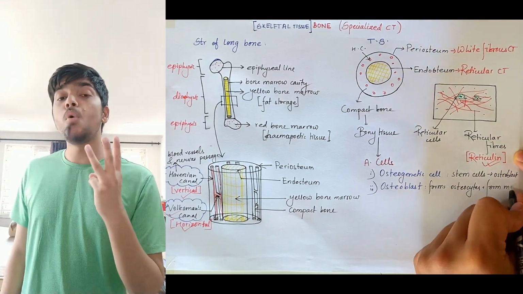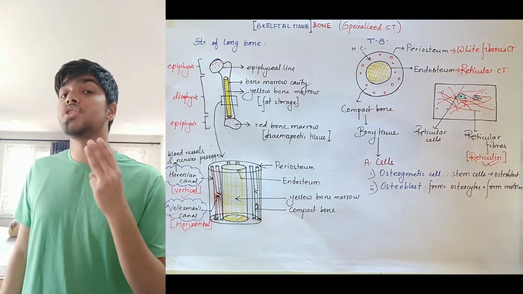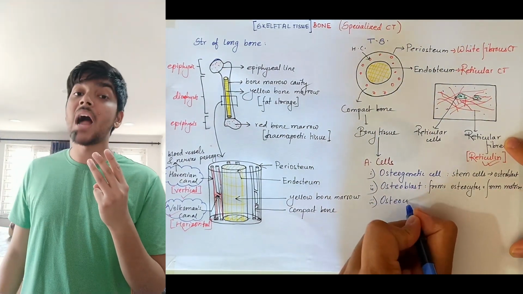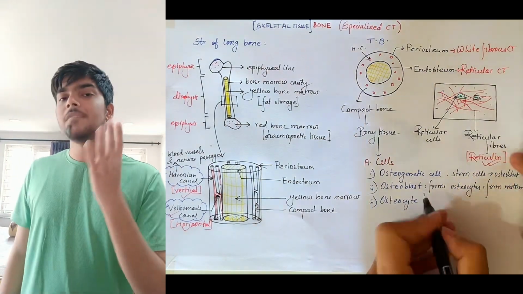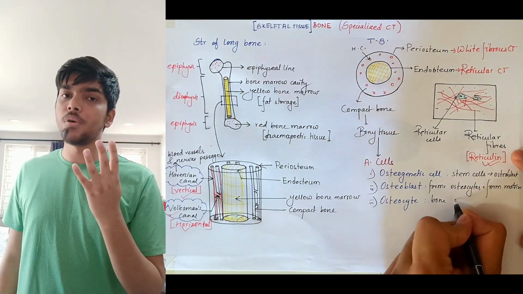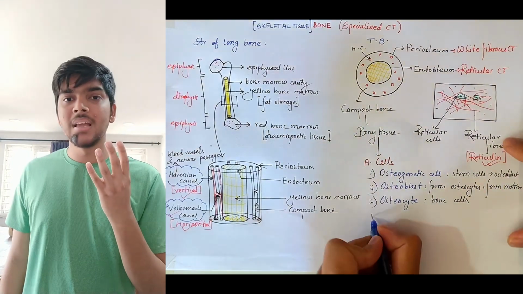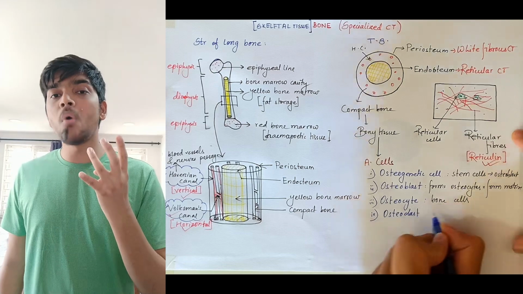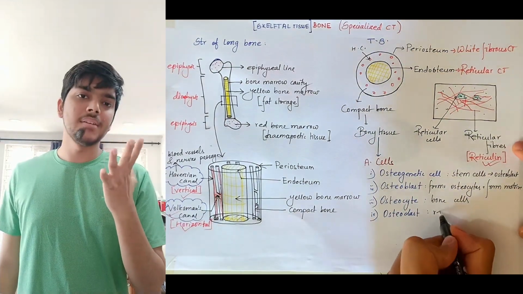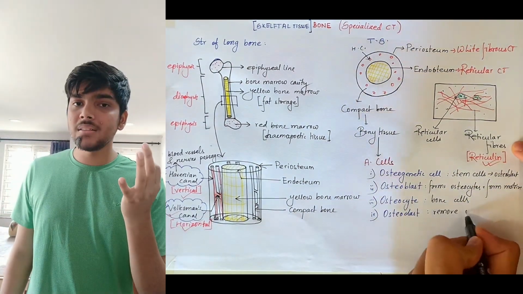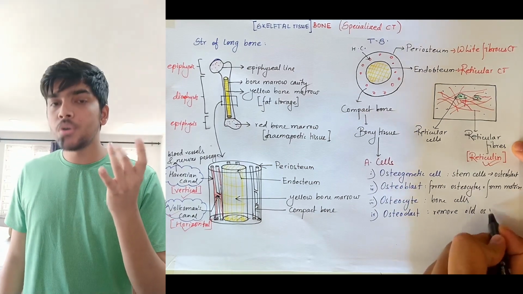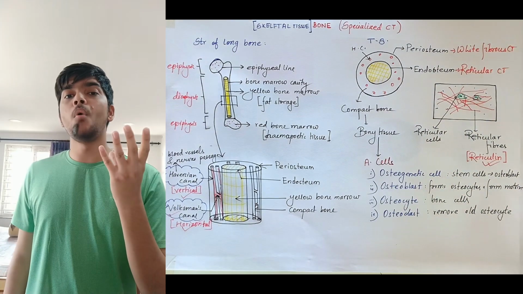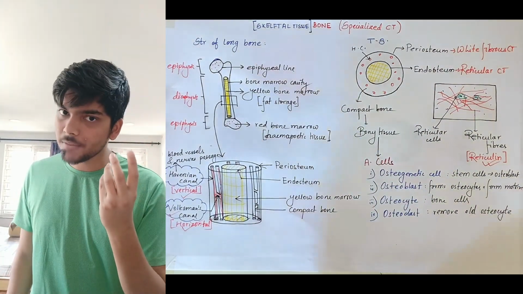Number 3 is your osteocyte, formed from osteoblast. Osteo means bone, cyte means cell, so these are the star-shaped bone cells. And finally, there's your osteoclast, where osteo means bone and clast means eating, destroying. So these are the cells that destroy the old osteocytes. So osteogenetic cells form osteoblasts. Osteoblasts give rise to osteocytes. Osteocytes, once they get old, get destroyed by osteoclasts.